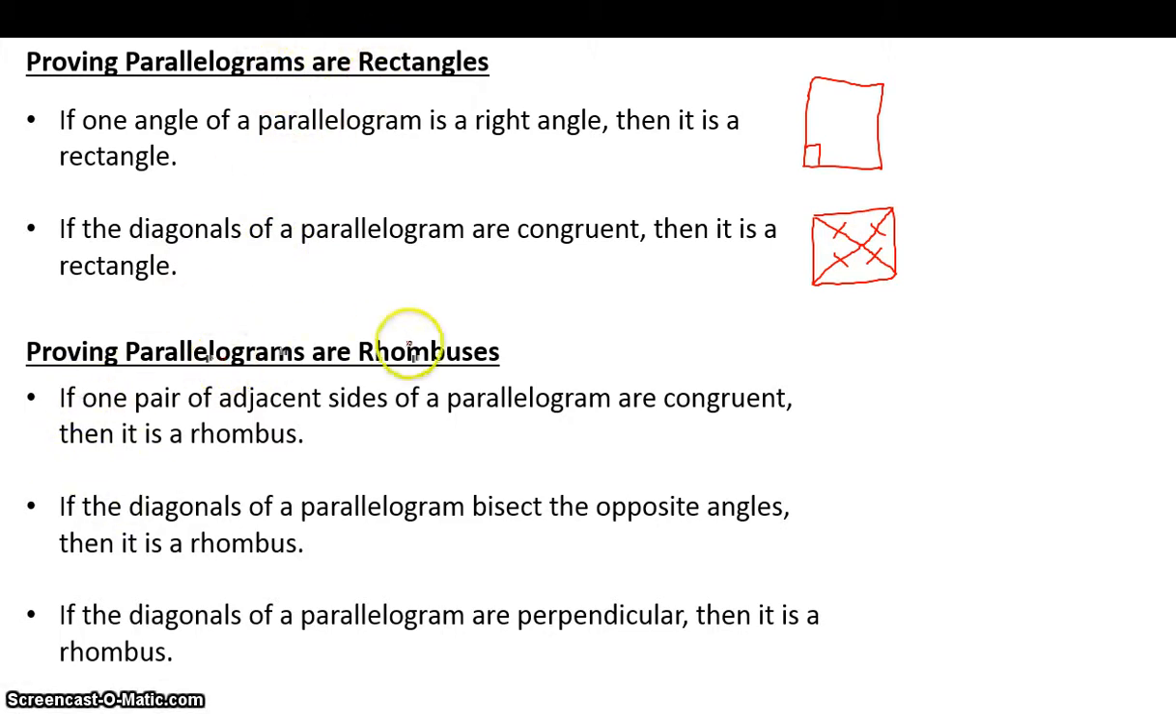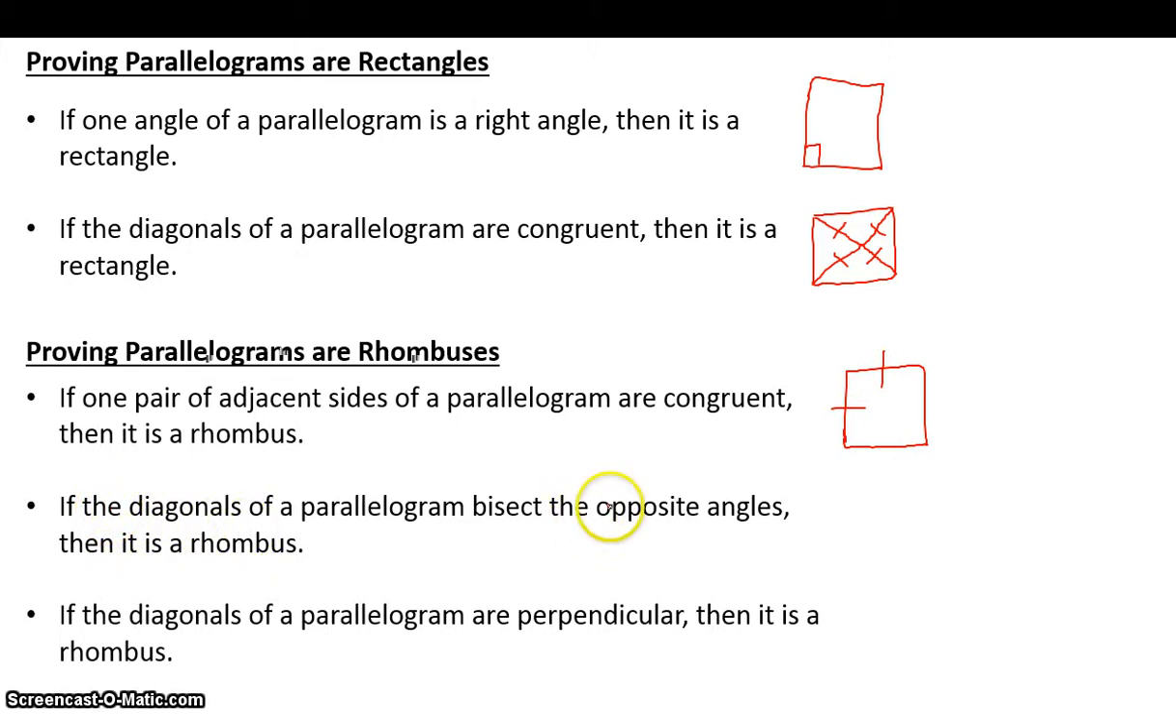So proving a parallelogram is a rhombus, you've got three choices. First one, if one pair of adjacent sides of a parallelogram are congruent. So we already know it's a parallelogram, and adjacent would be two sides touching each other. So if they showed you a picture like this and said it's a parallelogram, then it's also a rhombus. Because remember, in a parallelogram, opposite sides are congruent. So this side would be congruent to this side, so I could put a single slash there. This side would be congruent to this side, so I could put a single slash there. And the definition of rhombus says you have a quadrilateral with four congruent sides. So if they give you just two adjacent sides in a parallelogram, it's a rhombus.